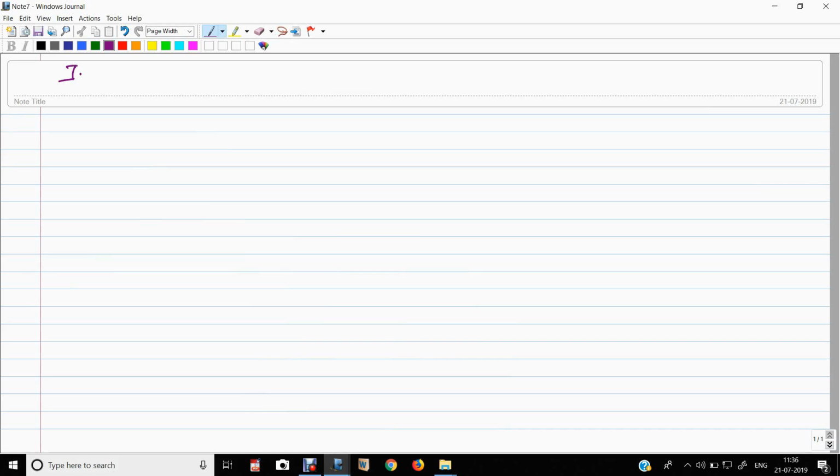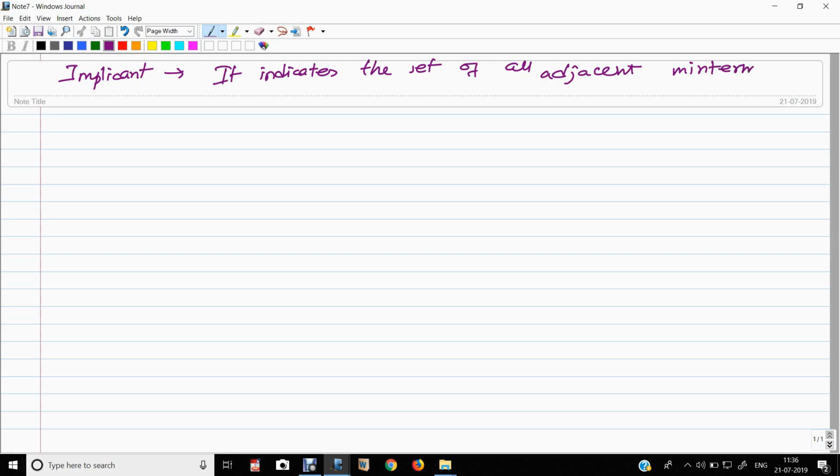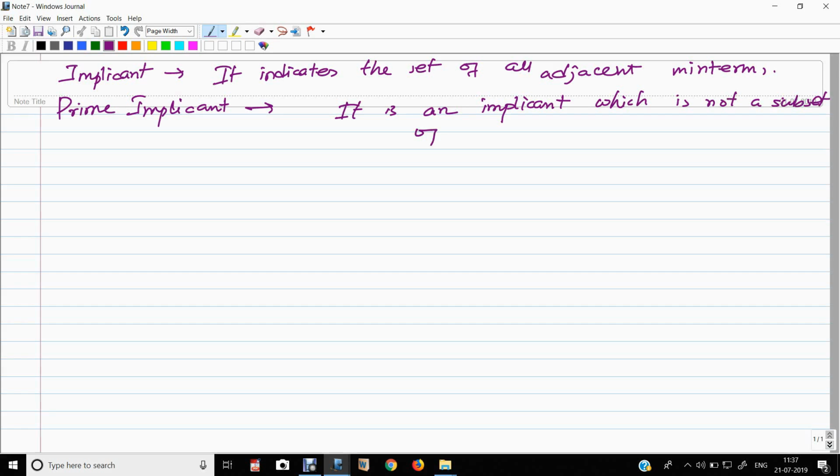So the first definition is implicant. It indicates the set of all adjacent min terms. Okay, now there is another definition, prime implicant. What will this be? It is an implicant which is not a subset of another implicant.